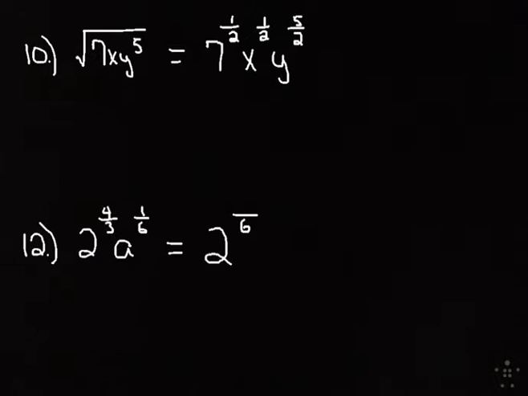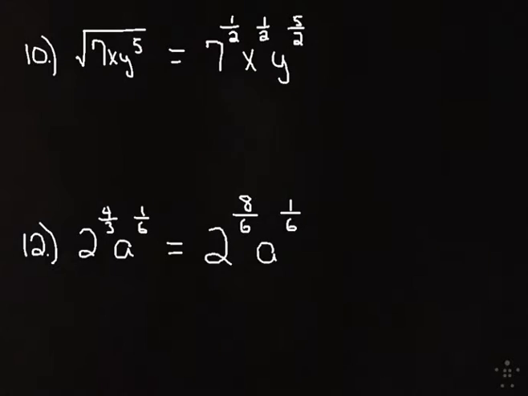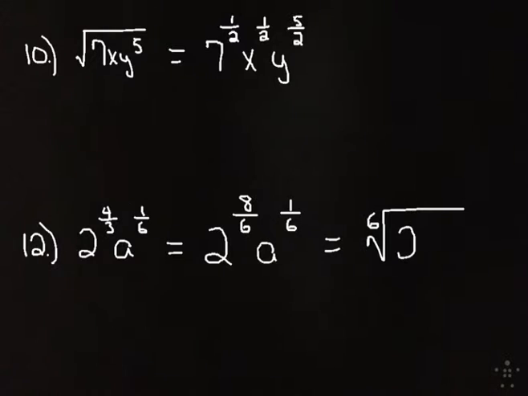So 3 times 2 is 6. So 4 times 2 is 8. So it's the same thing as 2 to the 8/6. And this one already has a 6th, 1/6. All right. So this in radical form is the 6th root, because the denominator is your index, of 2 to the 8th, a to the 1st.